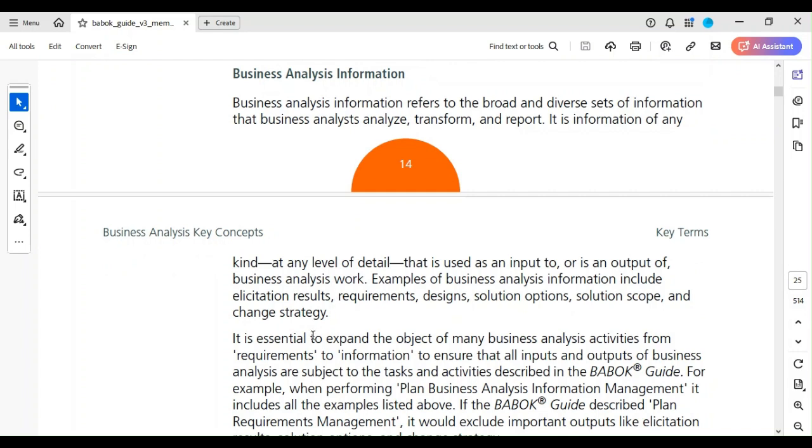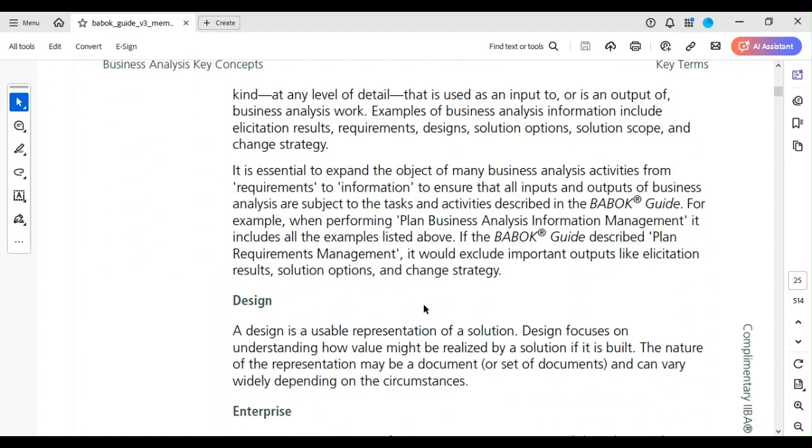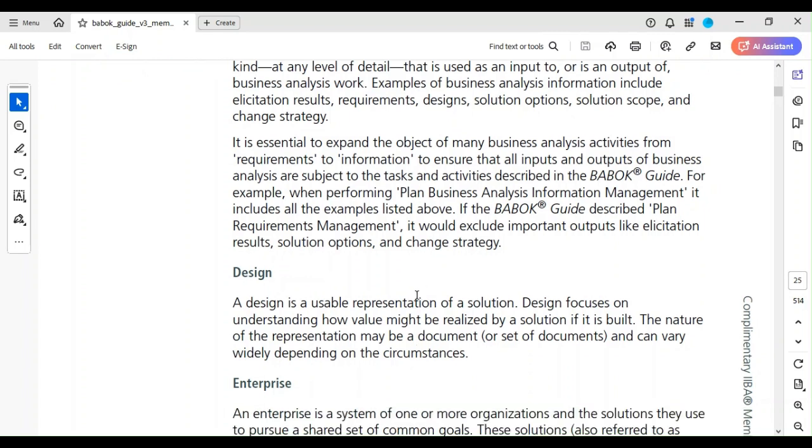It is information of any kind at any level of detail that is used as an input to or is an output of business analysis work. Examples of business analysis information include elicitation results, requirements, designs, solution options, solution scope, and change strategy. It is essential to expand the object of many business analysis activities from requirements to information to ensure that all inputs and outputs of business analysis are subject to the tasks and activities described in BABOK.